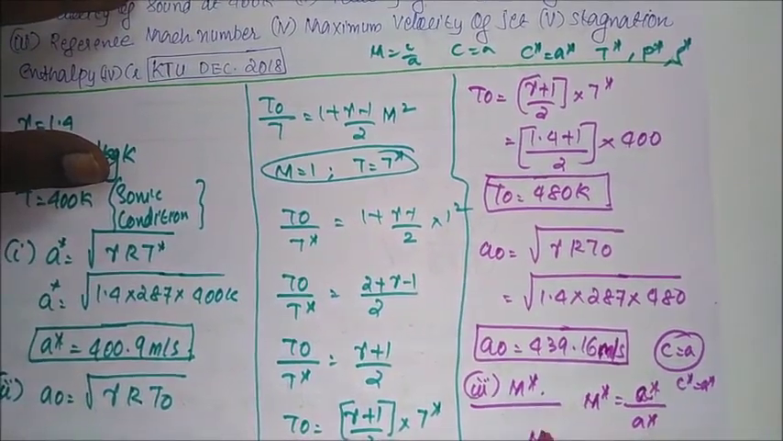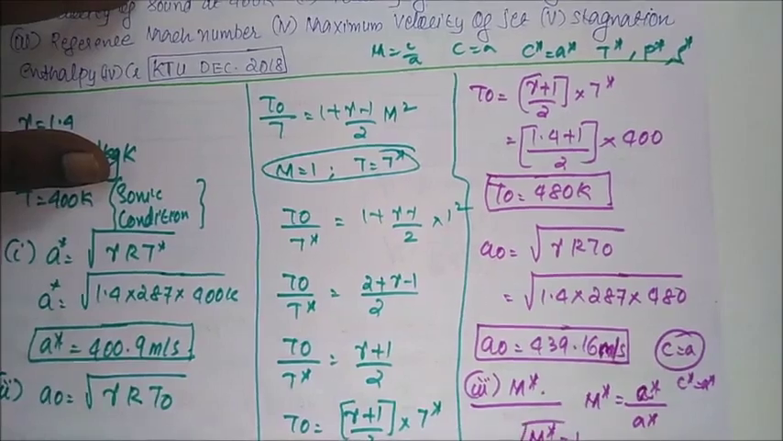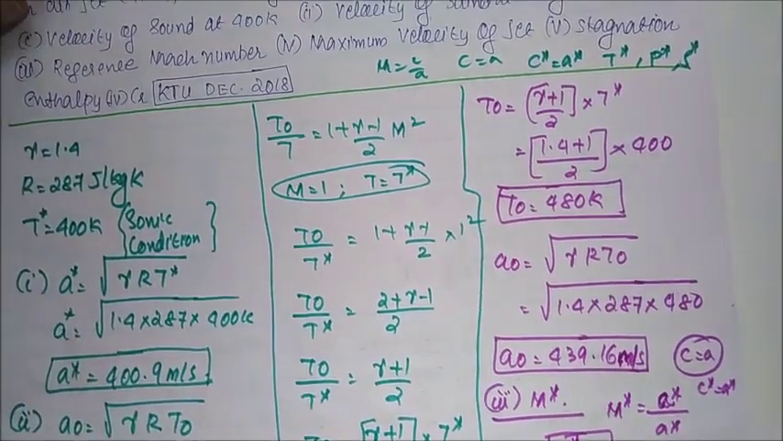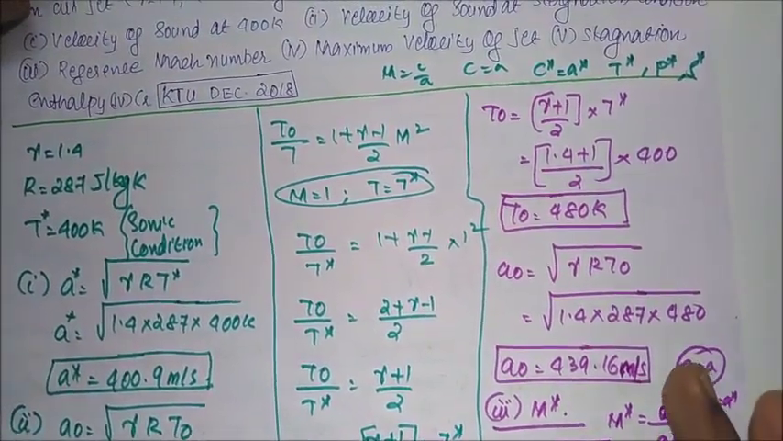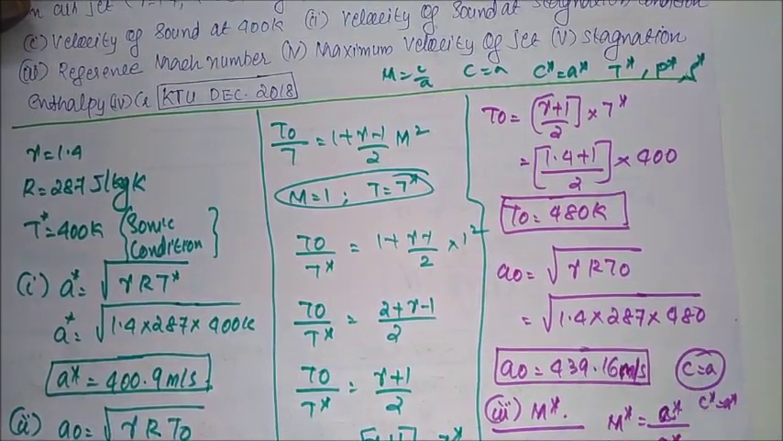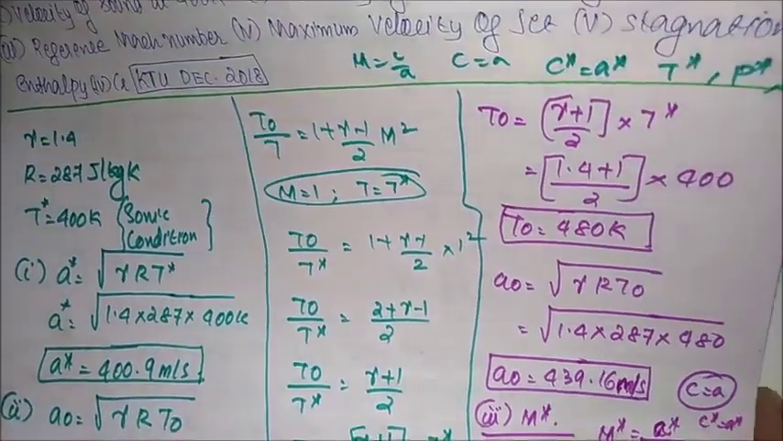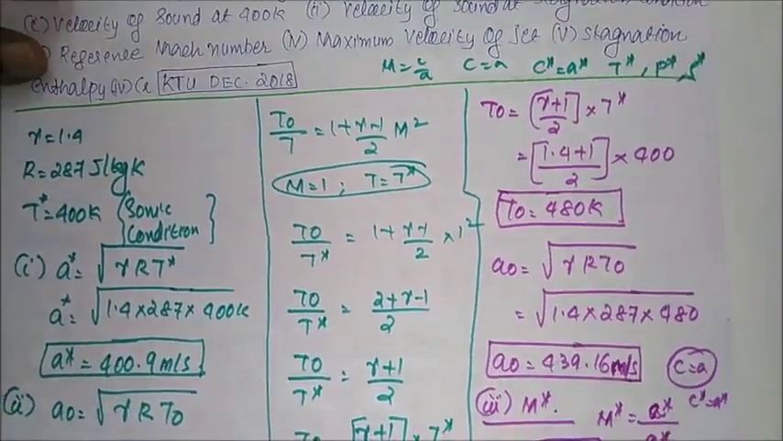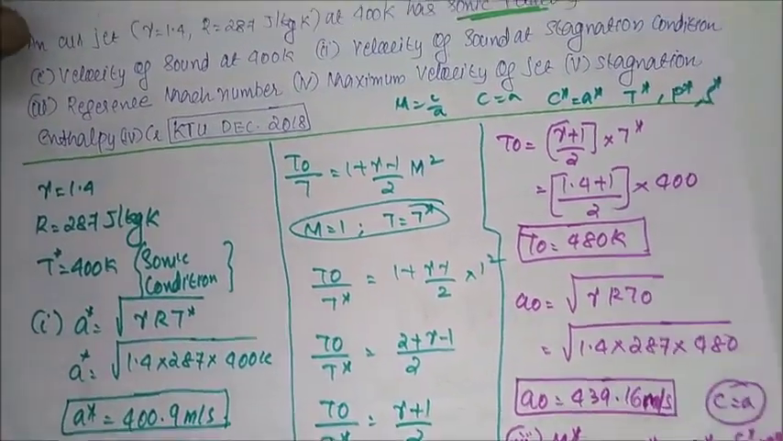What is the value of the reference Mach number? That is equal to 1. That is, when M is equal to 1, then M star is equal to 1. When M is equal to 0, M star is equal to 0. It is already discussed in the previous classes. So the reference Mach number M star is equal to 1.